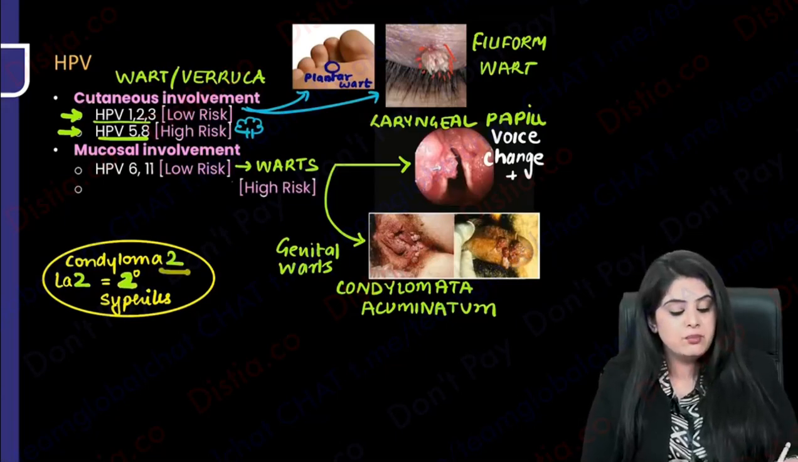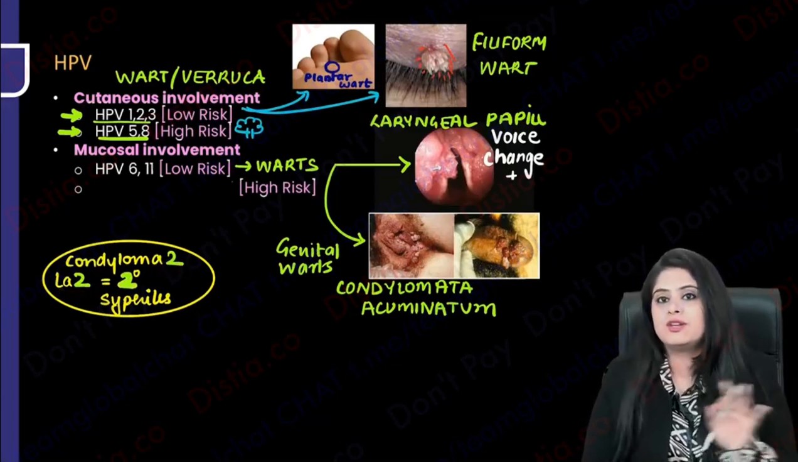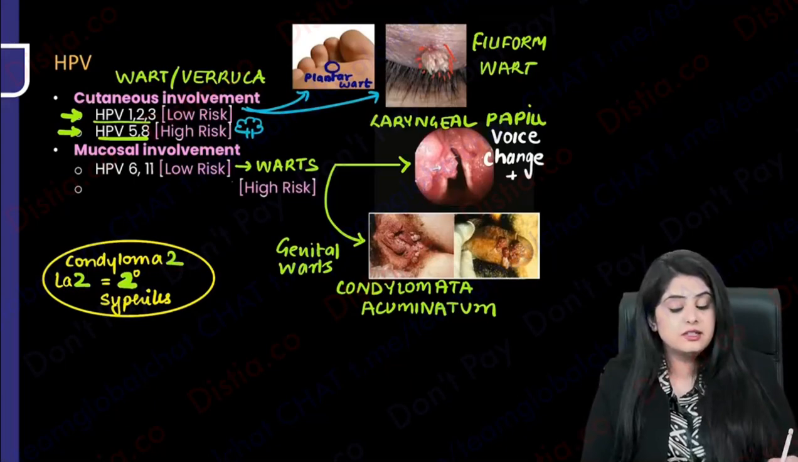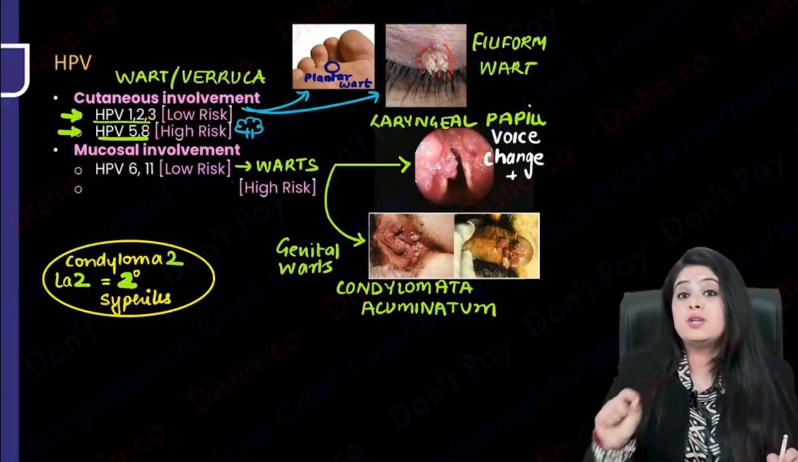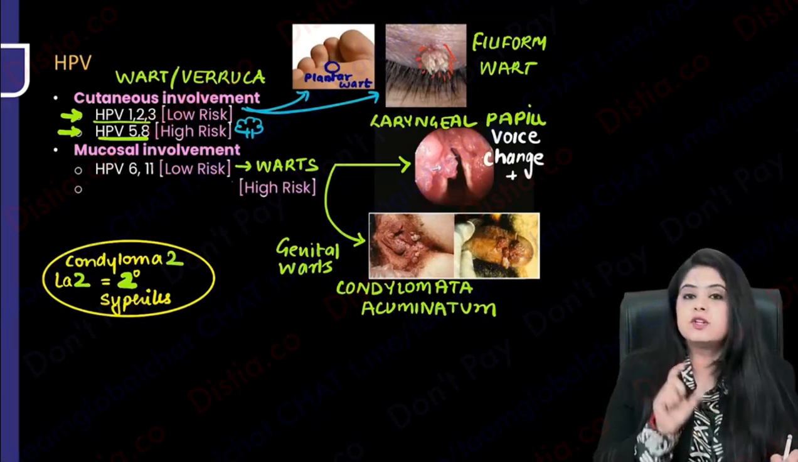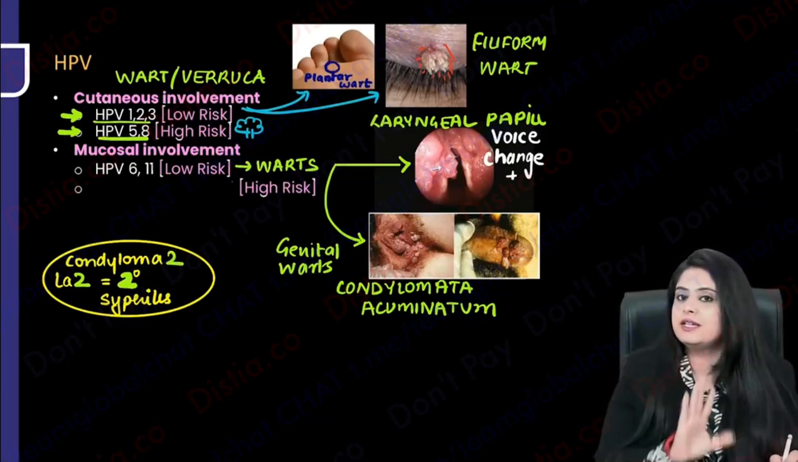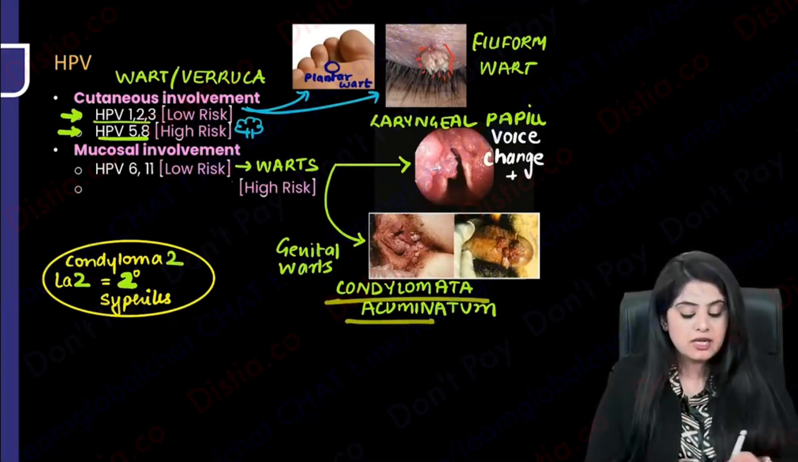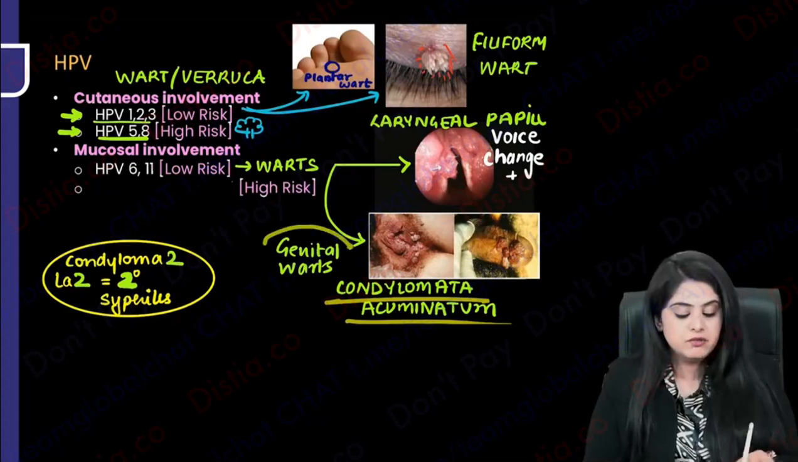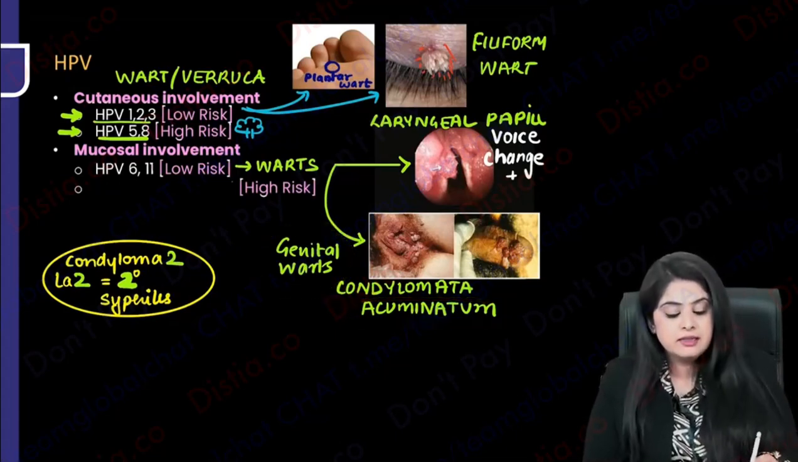That was condylomata lata, and we had learnt it occurs at the mucocutaneous junction. The nodules at the mucocutaneous junction were condylomata lata of secondary syphilis. Remember? Here I am talking about condylomata acuminatum, which is the word given for genital warts.